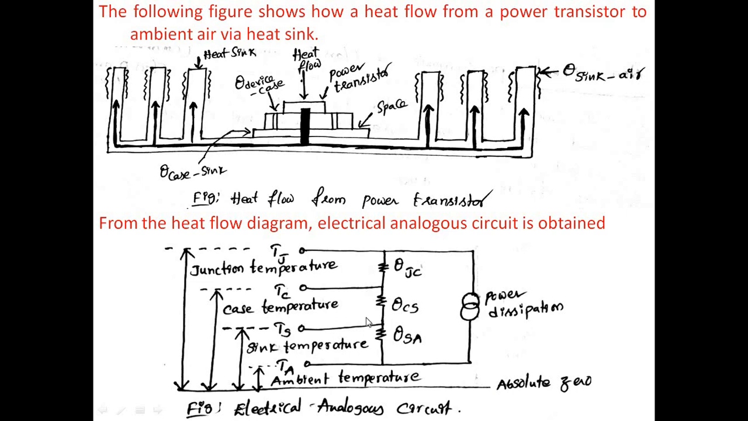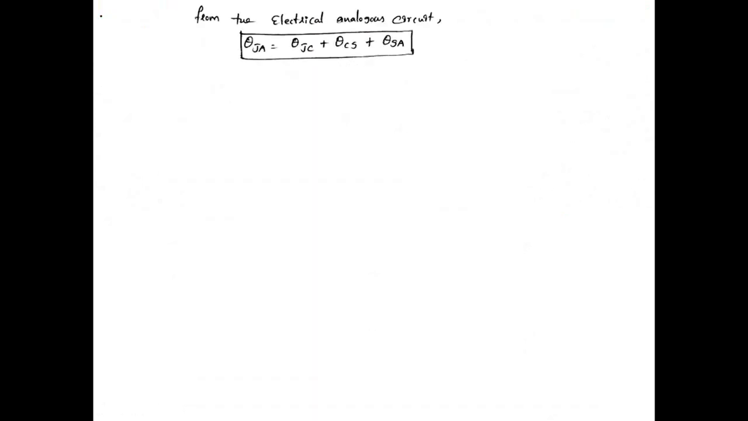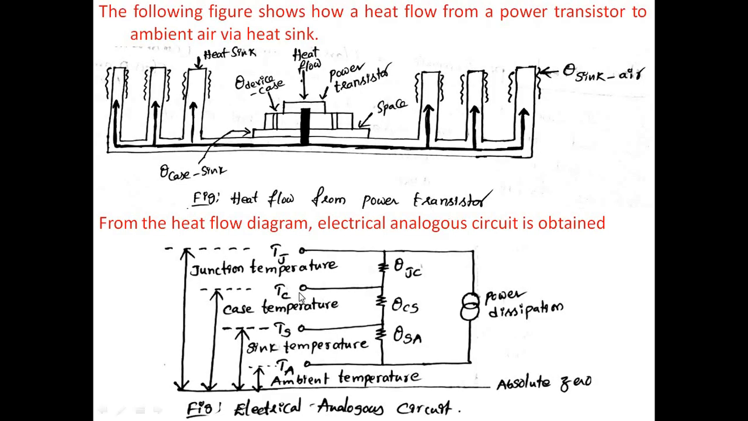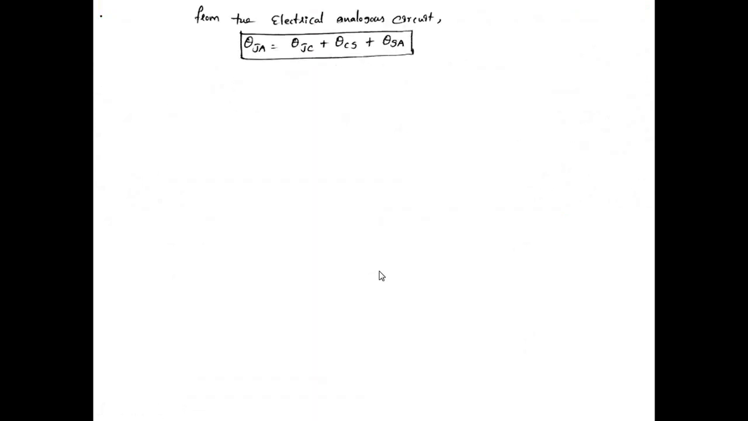Now let us move on to this. From the electrical analogous circuit, we can represent theta Ja. This is junction, this is ambient. Theta Ja is equal to theta Jc plus theta Cs plus theta Sa. And we know the basic formula for theta: theta is equal to (T2 minus T1) by Pd. We can write theta Ja is equal to (Tj minus Ta) divided by Pd.